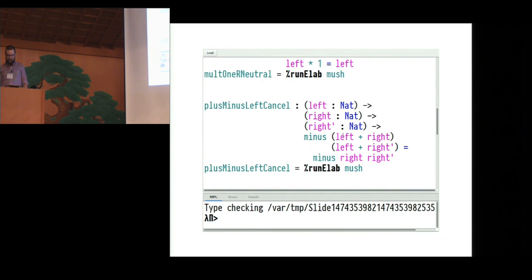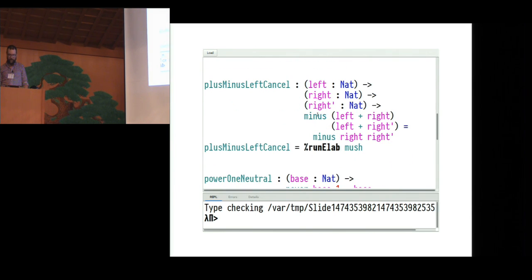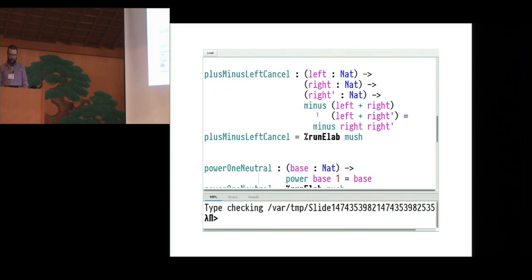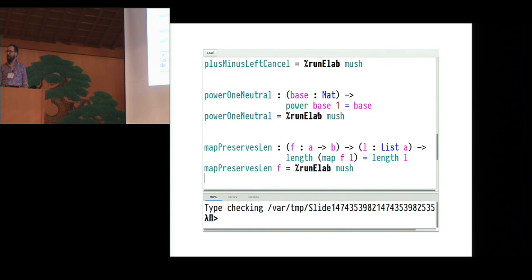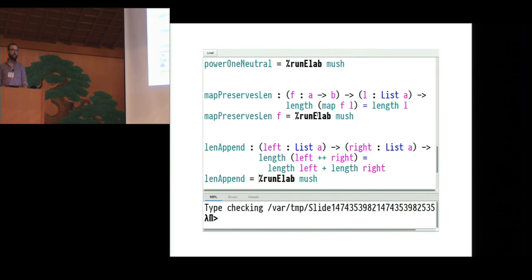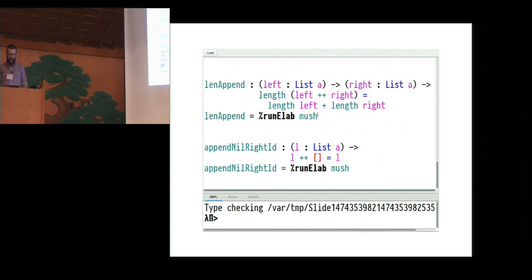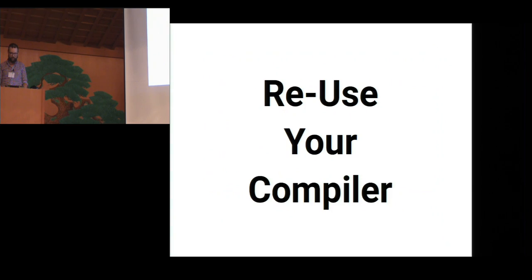We can show that addition and multiplication have this nice canceling relationship, that anything to the first power is itself, that mapping anything over a list preserves its length, that appending two lists gives you back one that's as long as the sum of the lengths of the input lists, and that appending the empty list to any list gives you back the same list. All of that just by saying run a lab mush. So even simple metaprograms can actually get you out of a lot of tedium.